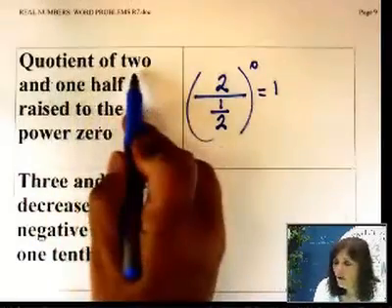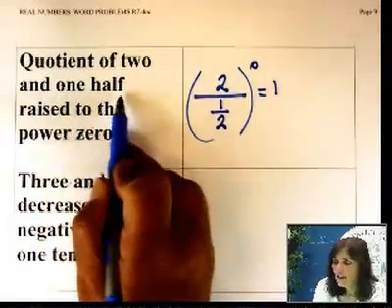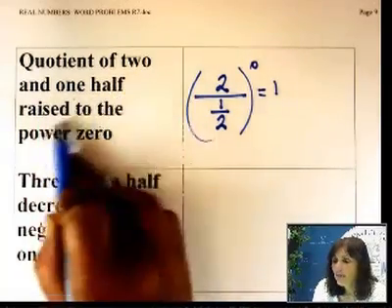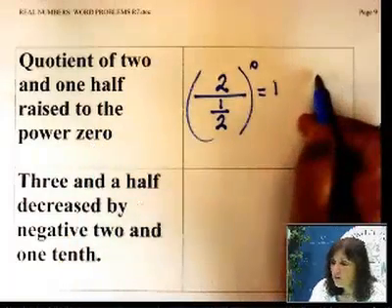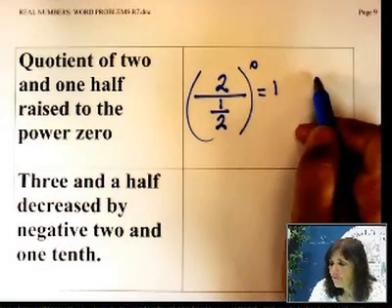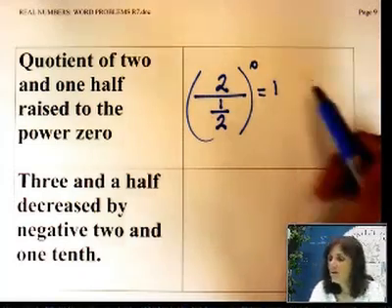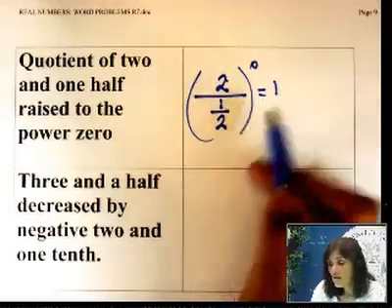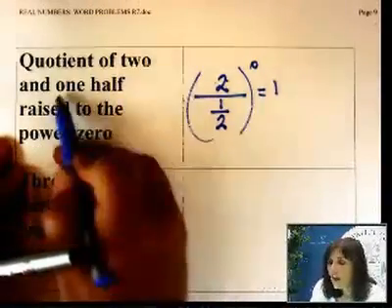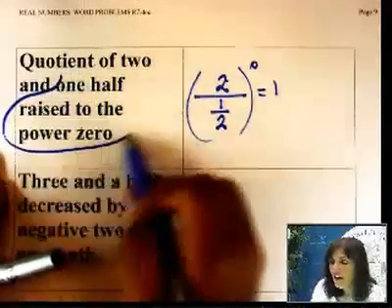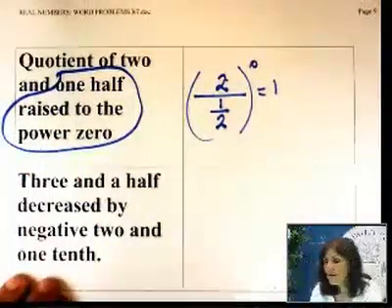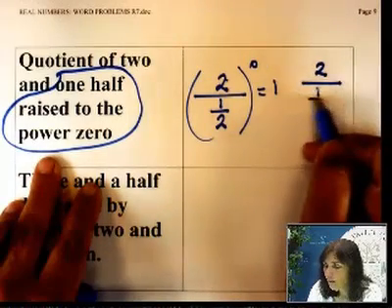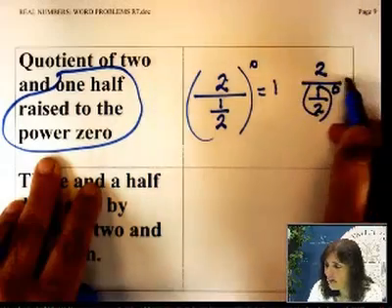Or I can say quotient of 2 and 1/2, quotient of 2 and 1/2 raised to the power of 0. Oh, no, you cannot really interpret that way. So this is fine. Quotient of 2 and 1/2 raised to the power of 0. So this one is not a good problem because this can also be interpreted as quotient of 2 and 1/2 raised to the power of 0. If that is the case, that is 2.